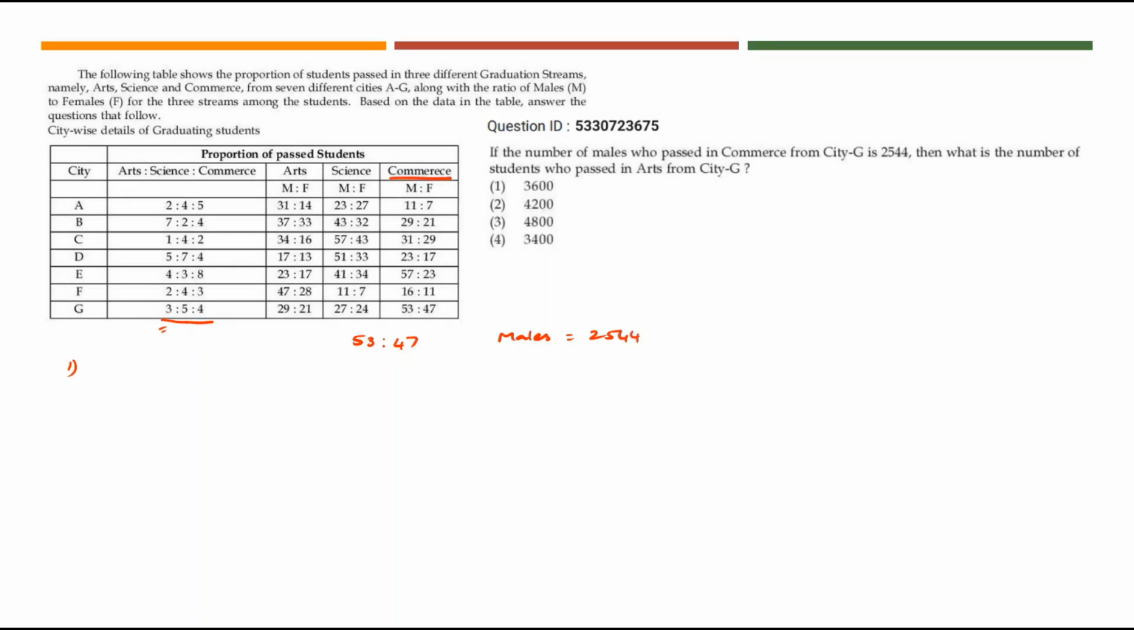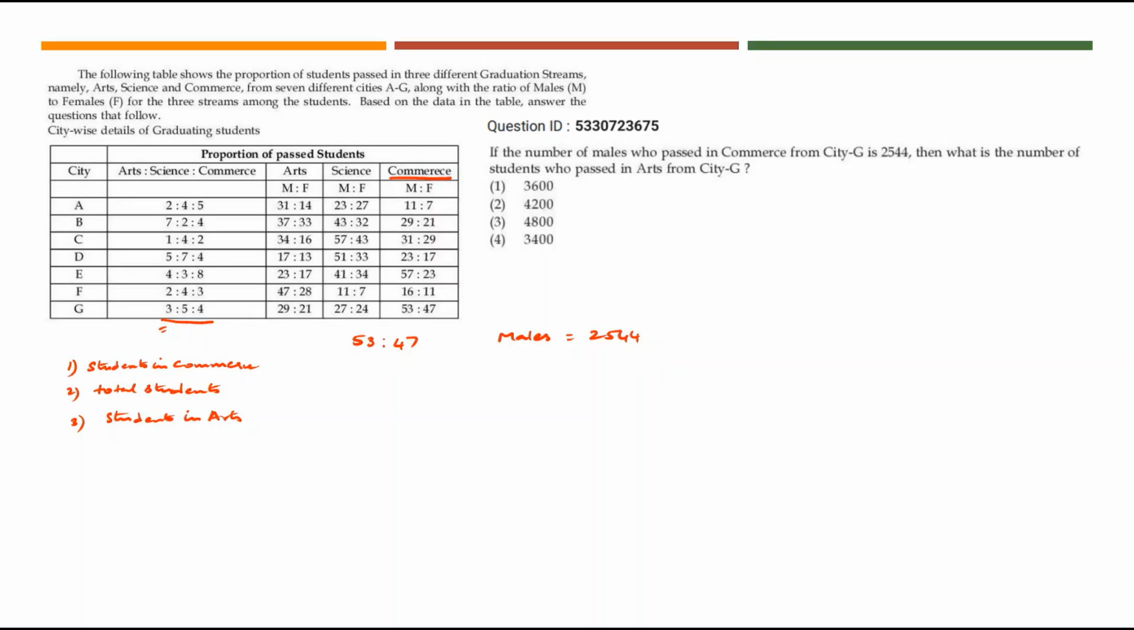So basically we have to count the students in Commerce stream. From there we have to count the total number of students. Using the total number of students, we have to find the students in Arts stream. So let's first find the number of students in Commerce.